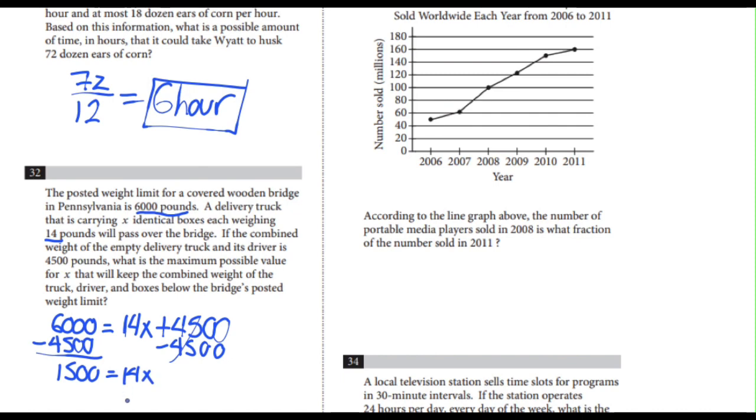And then finally, to get x by itself, we're going to divide each side by 14. Then finally, we get that x equals 1500 divided by 14, which is going to be 107.14. So basically, the most amount of boxes we can take is 107.